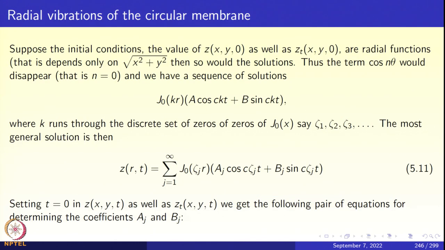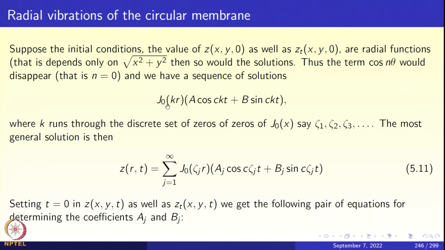So now let us look at the radial vibrations. Now we are given a second order differential equation, so we must give the initial displacement and the initial velocity of the membrane. The initial displacement is z(x,0) and the initial velocity is z_t(x,0). They are radial functions because we assumed that n is 0, so the cos n theta term will drop out. And so this depends only on the square root of x squared plus y squared. So the solution is simply J naught.